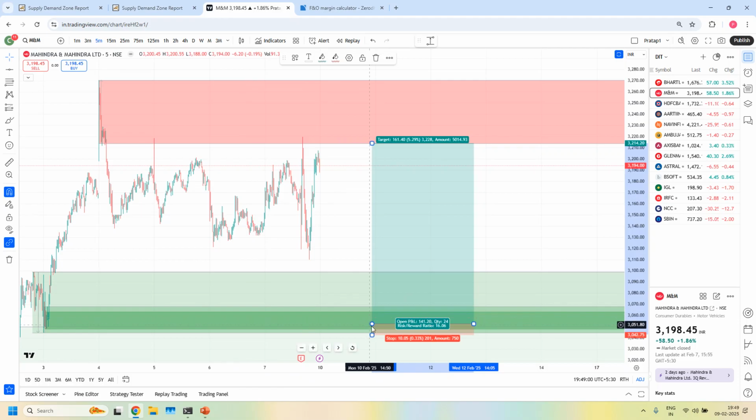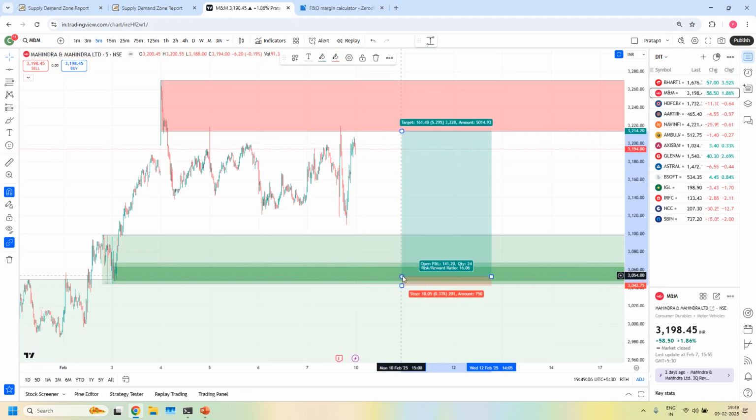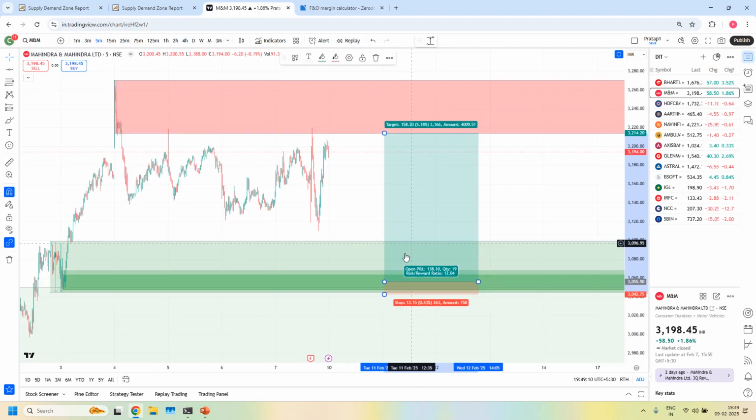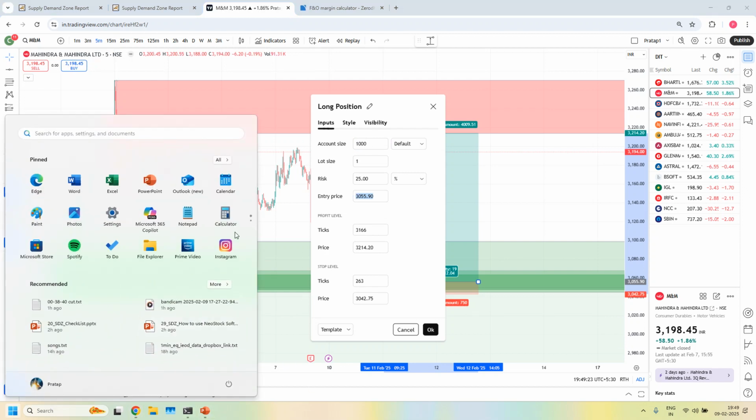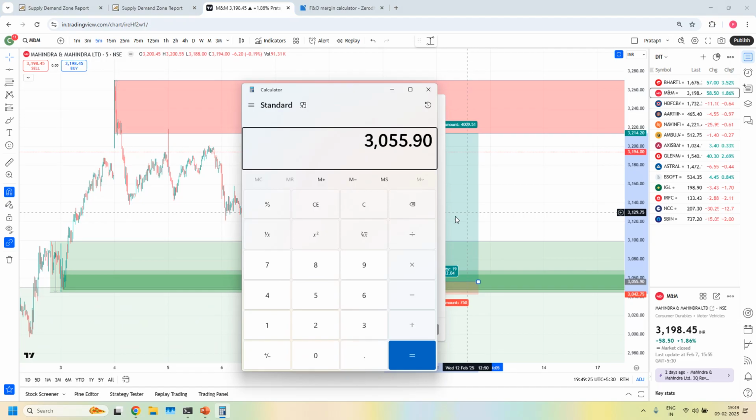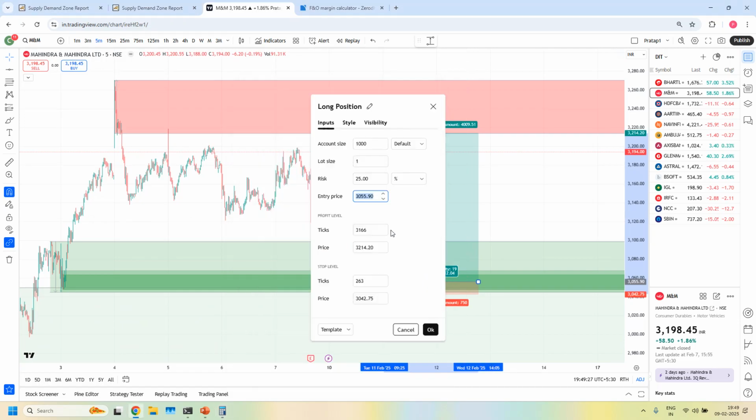So this is how you should plan where exactly you need to take the trade. Let's assume somewhere here. Maybe let me move the entry a little higher, because I reduced the stop buffer, assuming it will not exceed. Now 3055.90 minus 3124.20.